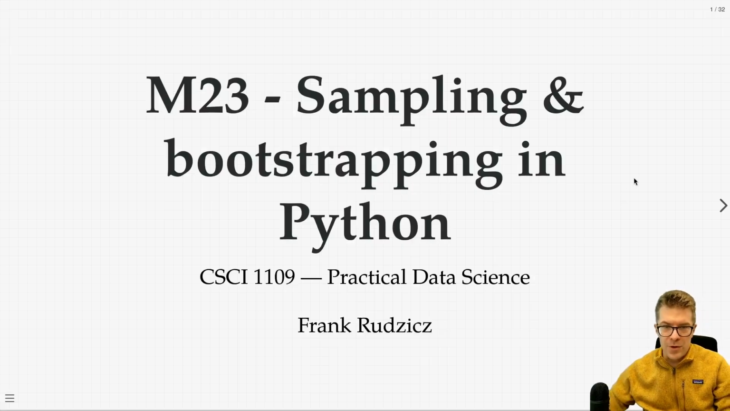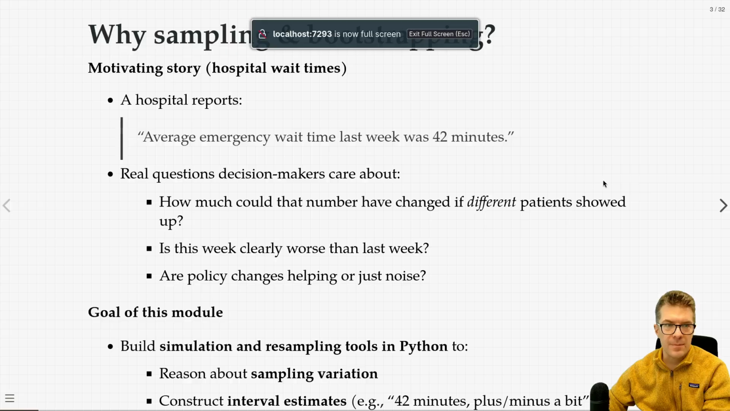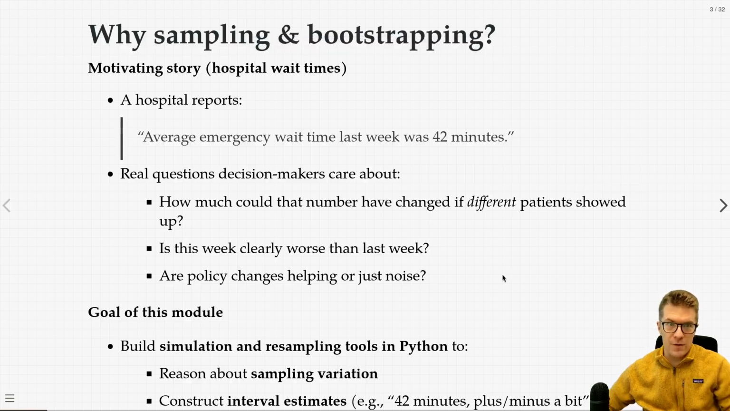Okay, welcome to Module 23 on sampling and bootstrapping in Python. So here's just a motivating story, back to hospital wait times. A hospital reports that the average emergency wait time is 42 minutes.